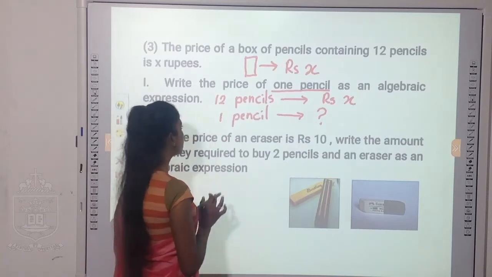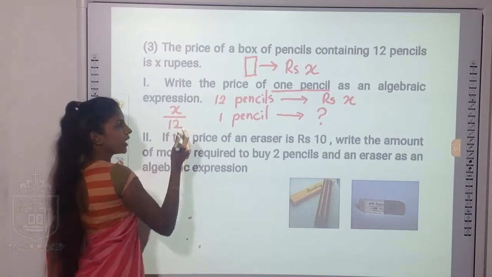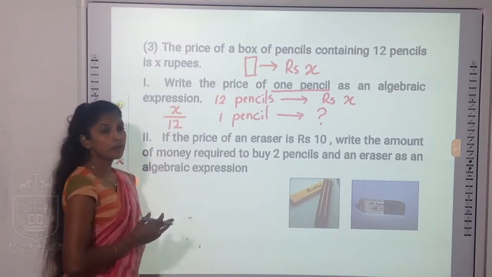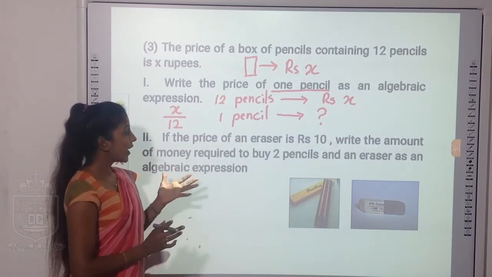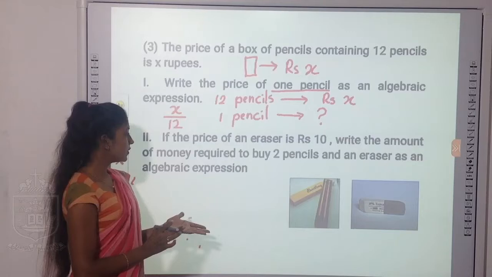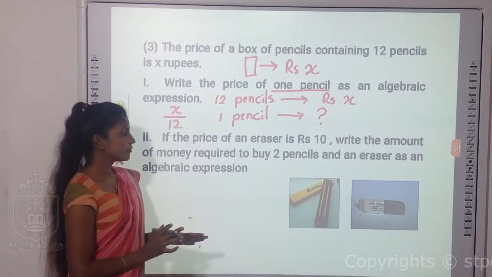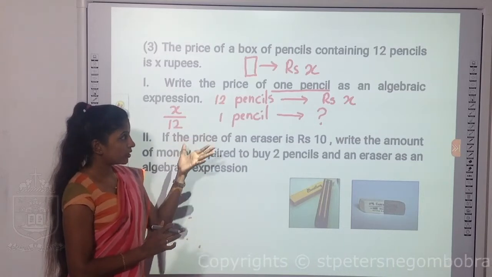That means the expression will be X over 12. X is the total amount, 12 is the number of pencils. So you have to divide, then you will get the price of one pencil. And then the second part: if the price of an eraser is 10 rupees, write the amount of money required to buy 2 pencils. Now think of the same question.